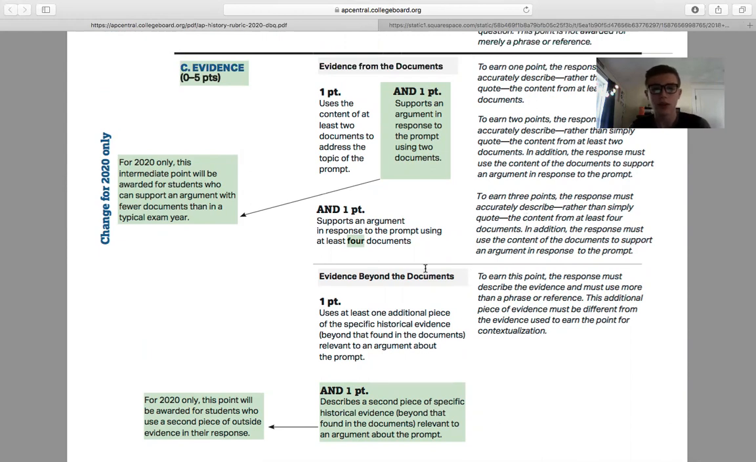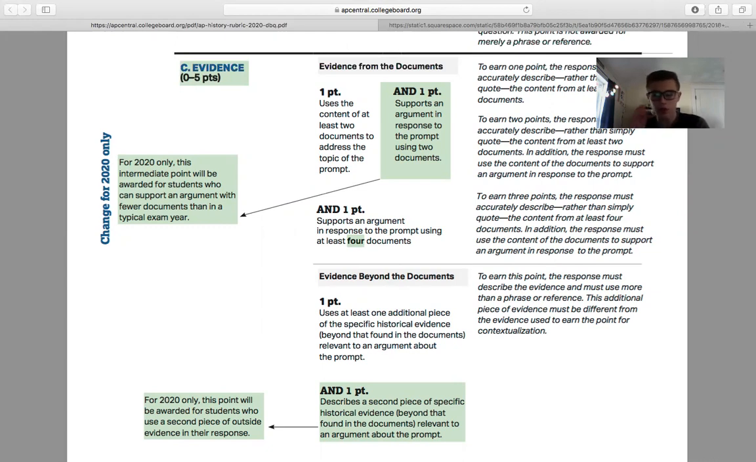And you need 4. And if you want to get all 3 points, the response must accurately describe, rather than simply quote, the content from at least 4 documents. In addition, the response must use the content of the documents to support an argument in response to your prompt. Here is my strong recommendation. I highly recommend that you use 5 documents. That way, if you mess up on one of your documents, you won't lose a point.